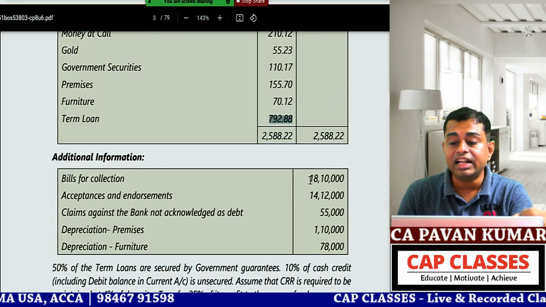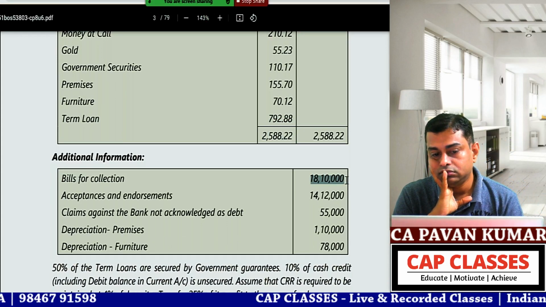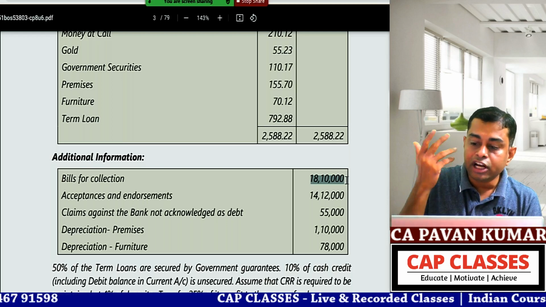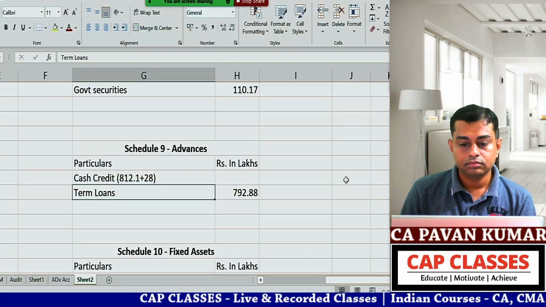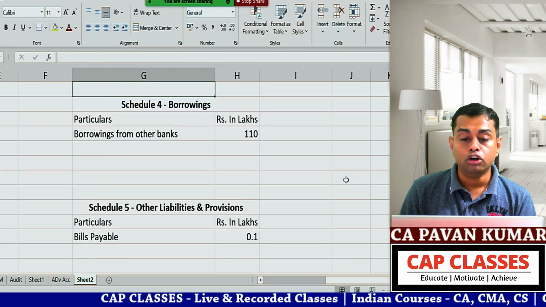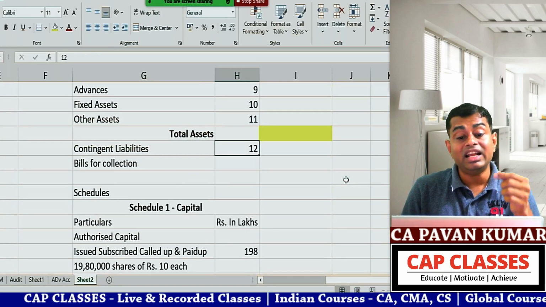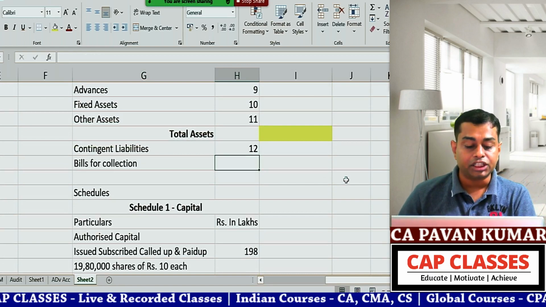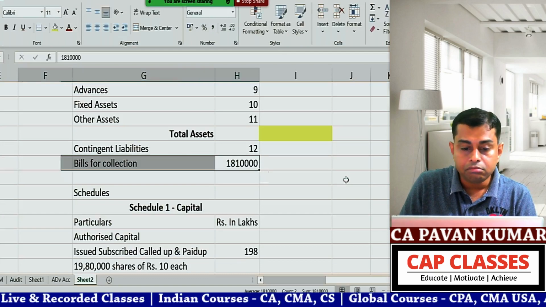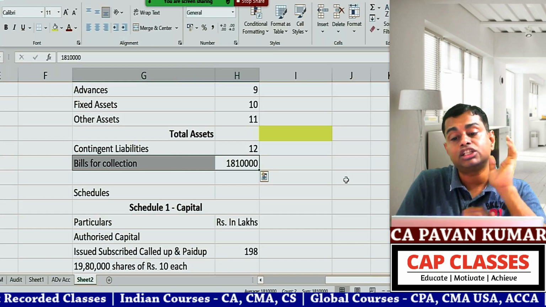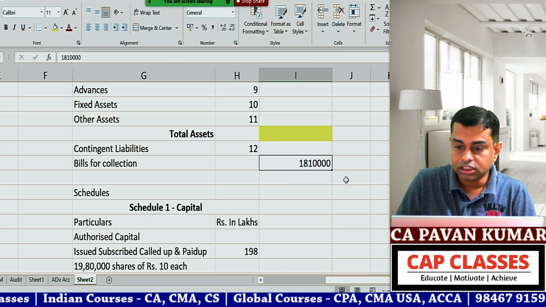Then bills for collection 18 lakhs 10,000. You tell me where to show. Should I put it in schedules 1 to 11, or in 12? No, you should not put it in 12. Under your balance sheet, 12 is contingent liability. In the next line, separately, you need to disclose bills for collection, 18 lakh 10,000. It is a separate line item. Separate disclosure is required for bills for collection. Contingent liability is 12.